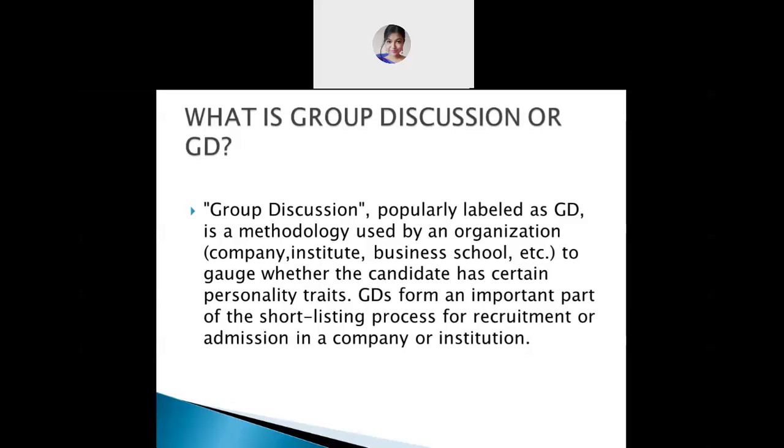The time will also be given by the recruiters, the organization, the institute.